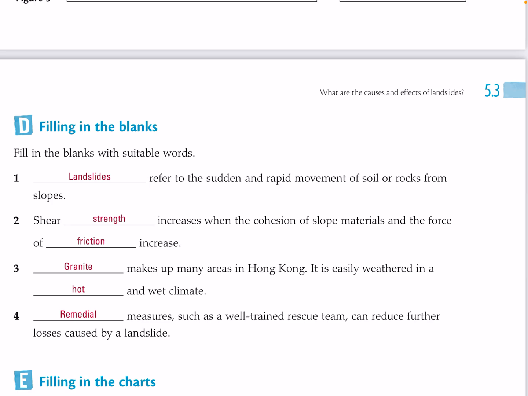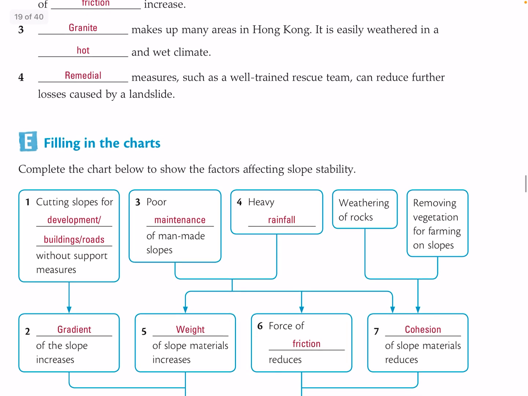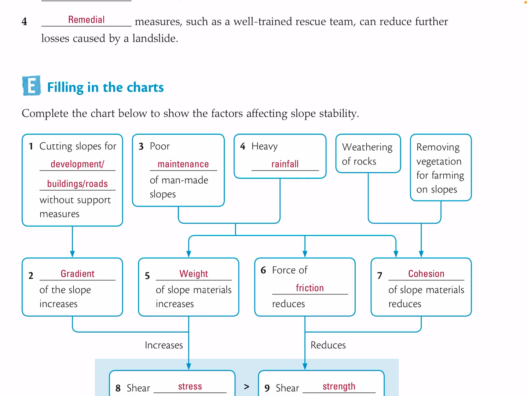Landslide, sudden and rapid movement of soil and rock. Okay, shear strength increases when the cohesion increases, which means they stick together. And then the force of friction will increase. Granites make up many areas in Hong Kong. It's easily weathered in a hot and wet climate. Okay, remedial measures such as a well-trained rescue team can reduce further losses caused by the landslide. Okay, cut the slope for development. Without support measures, gradient will increase.